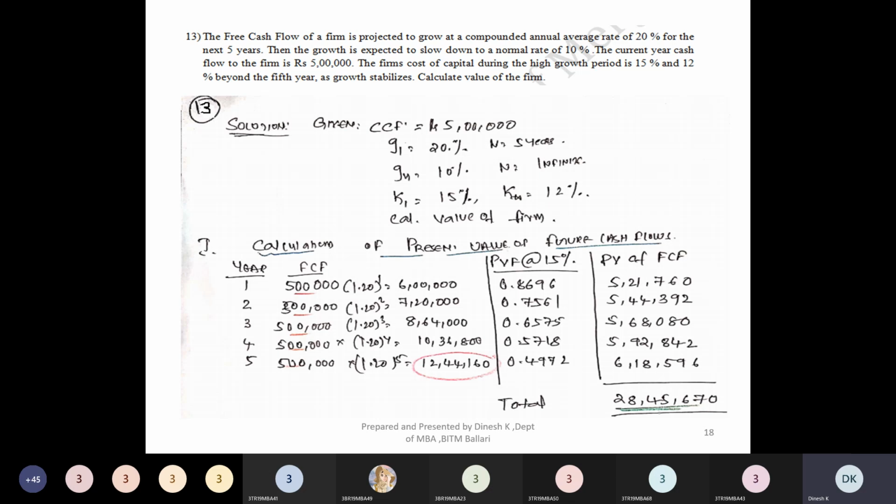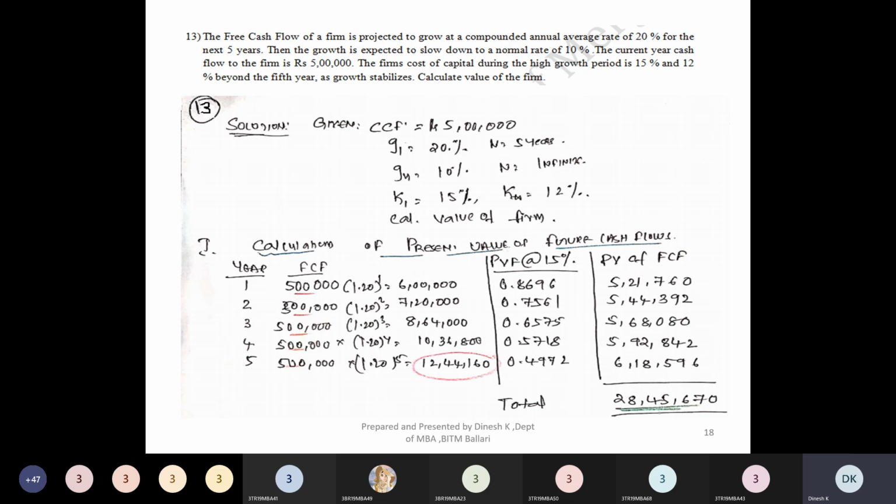The data given in the problem is that the free cash flows of a firm are projected to grow at a compounded annual growth rate of 20% for the next 5 years. When you say company's free cash flows, those are cash flows free from interest, tax, depreciation, which completely belong to the shareholders, what we call the earnings after tax, EAT. That is what we call free cash flows.